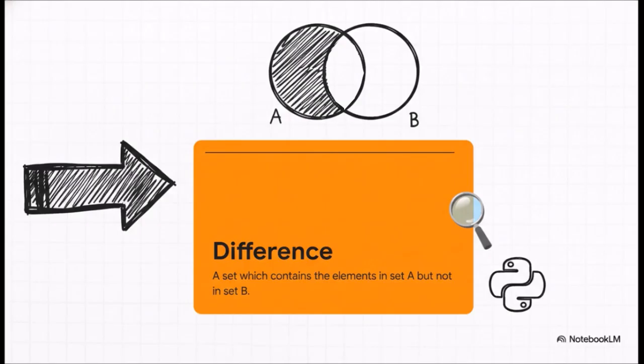Now for the difference. And with this one, you've got to pay attention to the order because it matters. The difference of A and B gives you everything that's in set A, but not the stuff that's also in set B. It's like saying, give me what's unique to this first group and throw away any overlap. Let's look at the code.